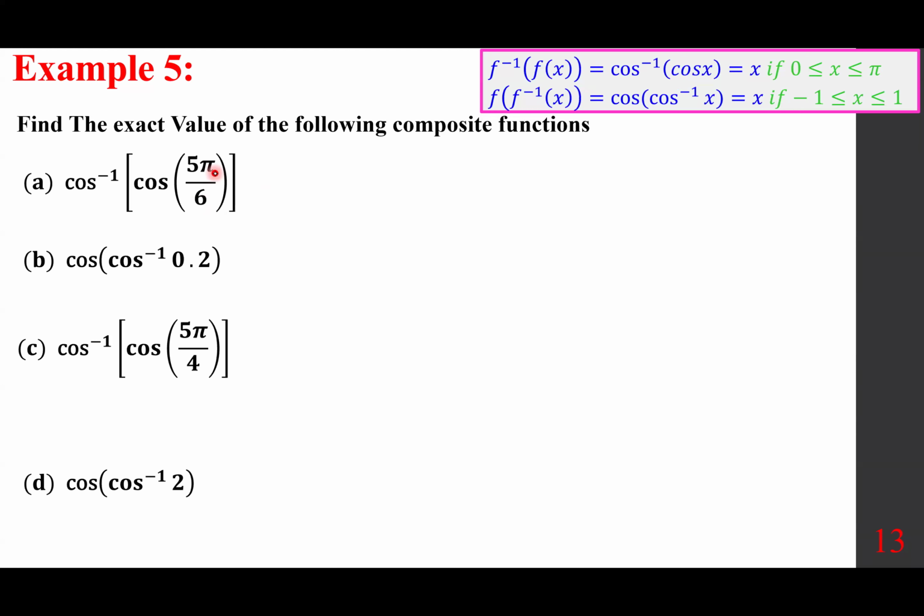And is it? Well, in the case of a cosine, we have to restrict the x between 0 and pi. Is this between 0 and pi? Yes. So the answer is 5 pi over 6. And that's the idea. Can we restrict it? Can we see the restriction? Yes, and it works. Let's do this one.